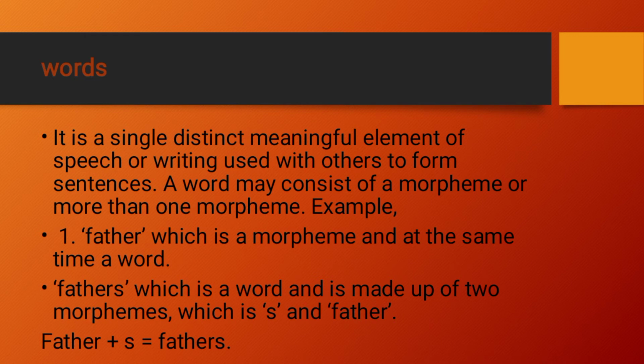Now you see that from the definition of the morpheme, we said a morpheme does not always stand alone, but it can sometimes stand alone. When you look at father, father is a word and at the same time a morpheme, because it cannot be broken down into any smaller unit. But when you talk of fathers, which is a word, it is made up of two morphemes, the father and the s, which makes it plural.